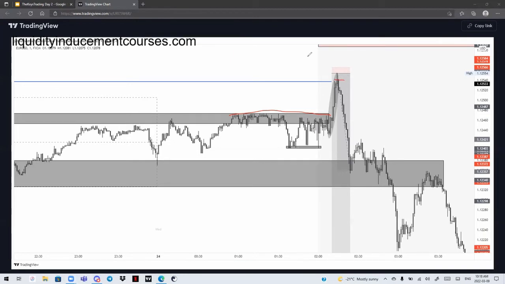It's important that the candle closes above. After that happens, we can either enter here, or we can wait until this candle closes and enter here. Where we should stop loss: if we enter here, the stop loss is here.